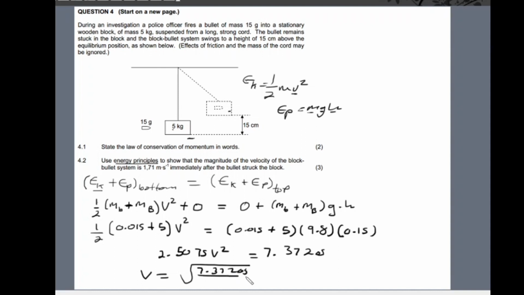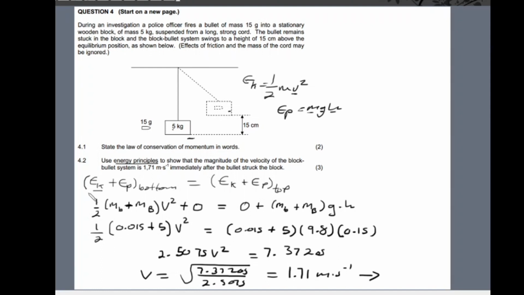And then now solving for v, we'll have that v is equal to the square root of 7.37205 divided by 2.5075, which is equal to 1.71 meters per second to the right. So that is how we solve this question.